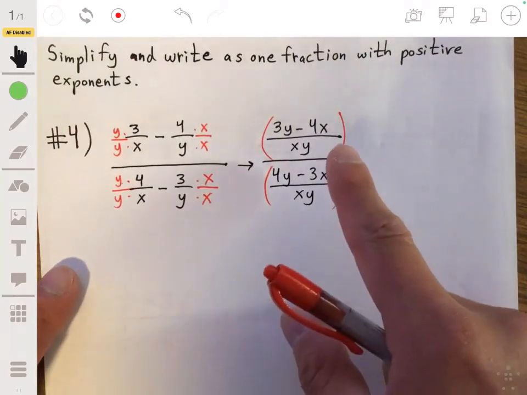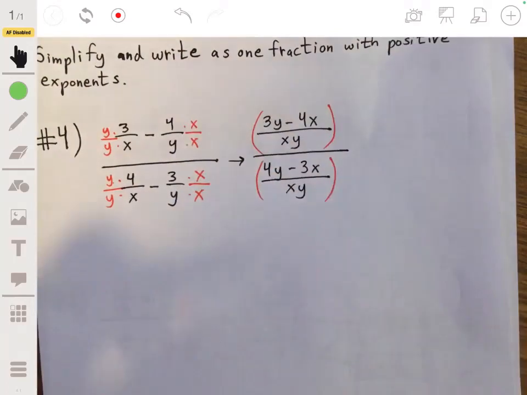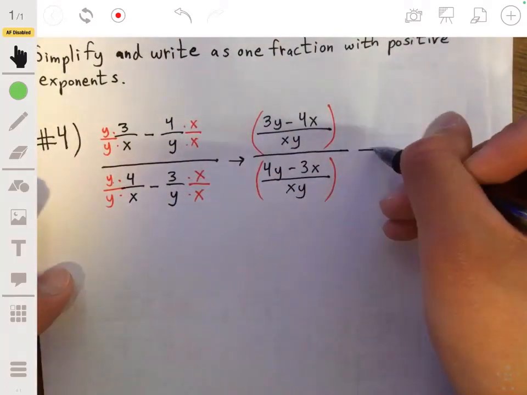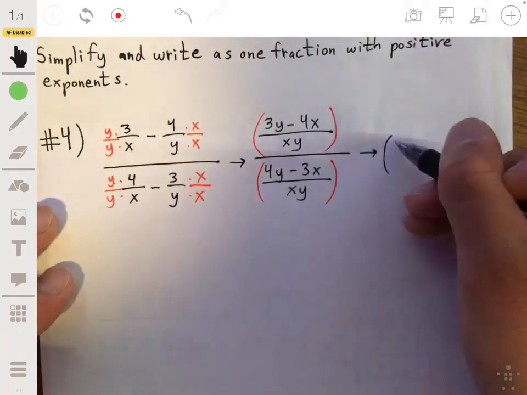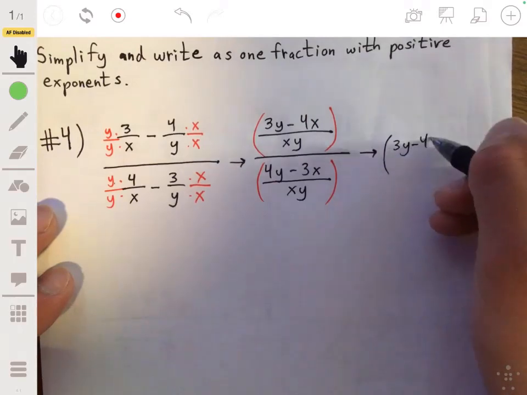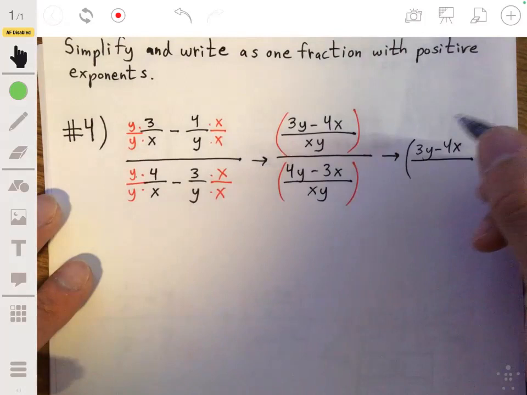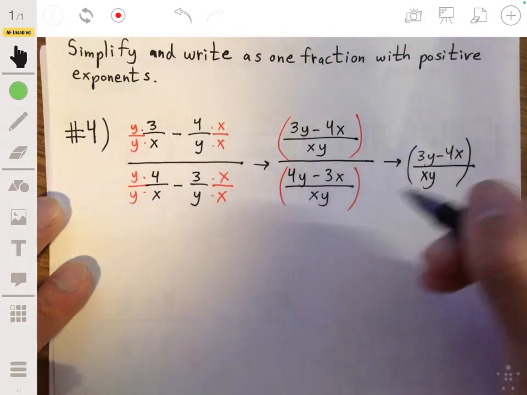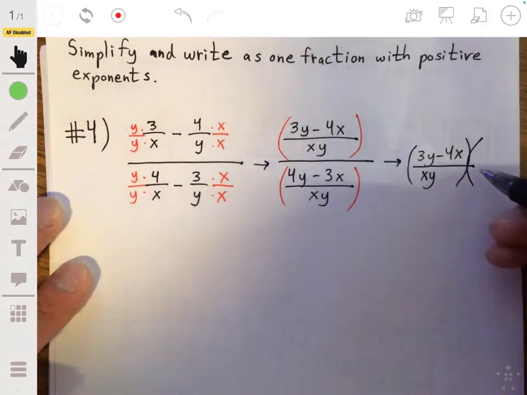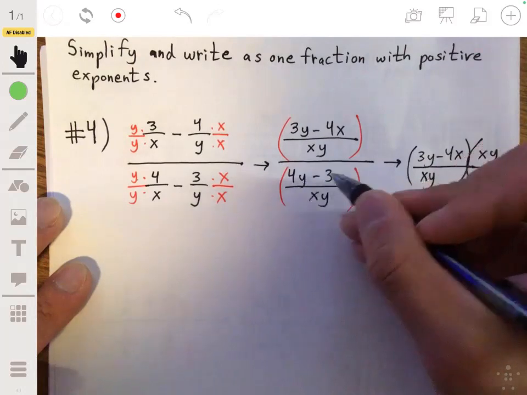And then from here, you can just multiply by the reciprocal of the denominator. So what you'll get is 3y minus 4x over xy times the reciprocal of this, which will be xy over 4y minus 3x.